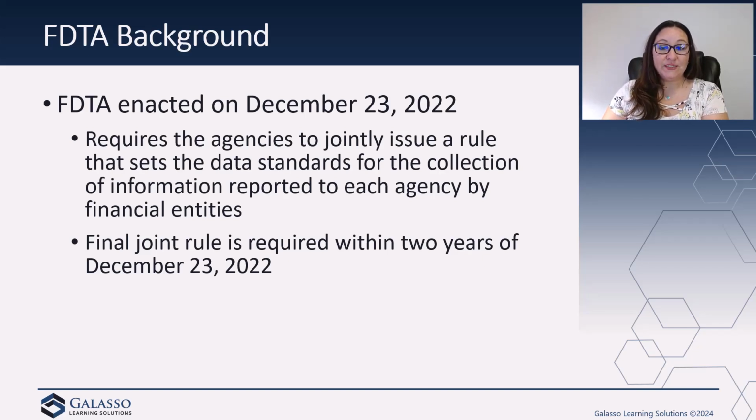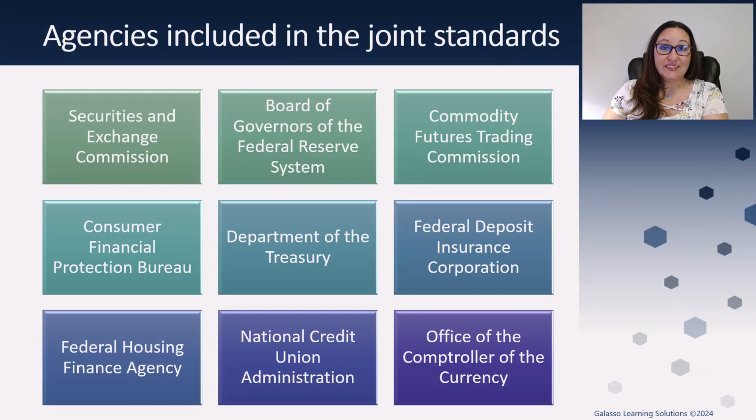The joint rule setting the data standards is required to be finalized within 2 years of the enactment of the FDTA, which would be December 23, 2024. In order to meet this deadline, the agencies issued a proposed set of data standards open for public comment before issuing the final rule. The set of data standards is to be issued by 9 agencies jointly.